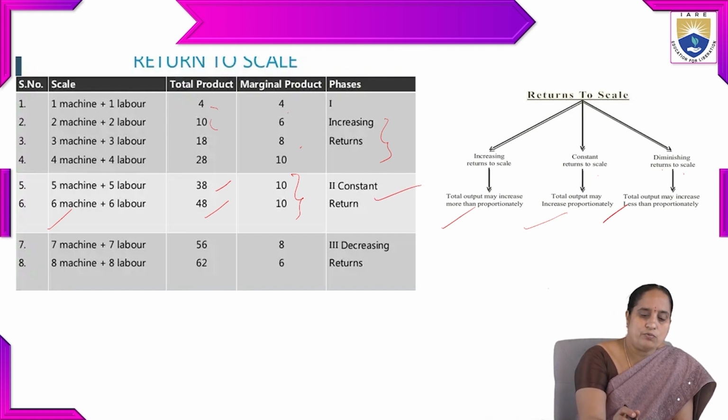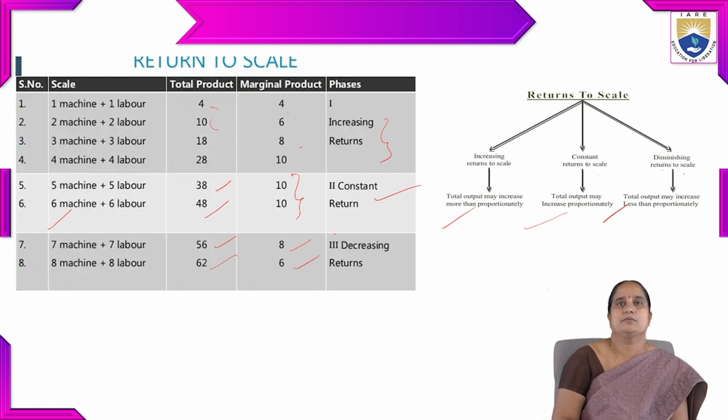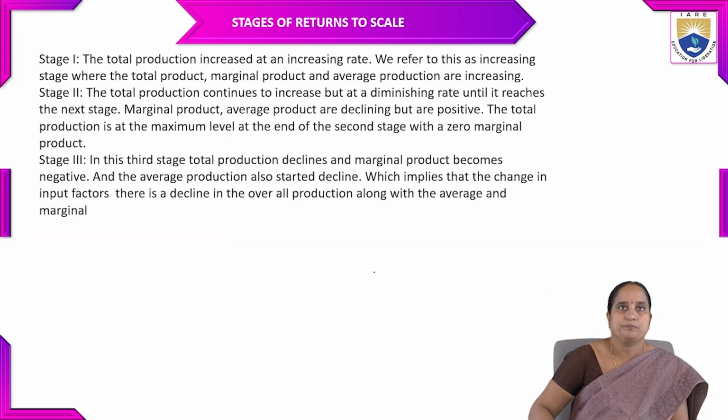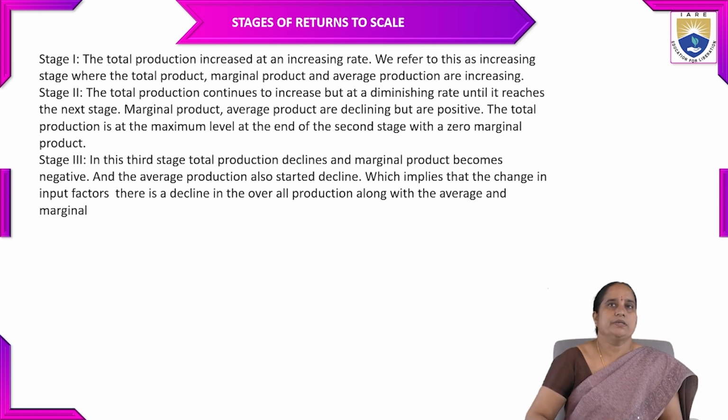By adding one more additional unit to the same combination, 7 machines plus 7 labor, your total product is 56 and marginal product decreases. And 8 machines plus 8 labor, total product increases but your marginal product decreases. So this kind of returns are known as decreasing returns. The stages of returns to scale.